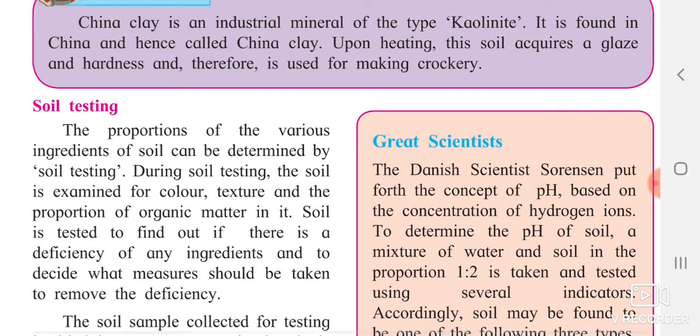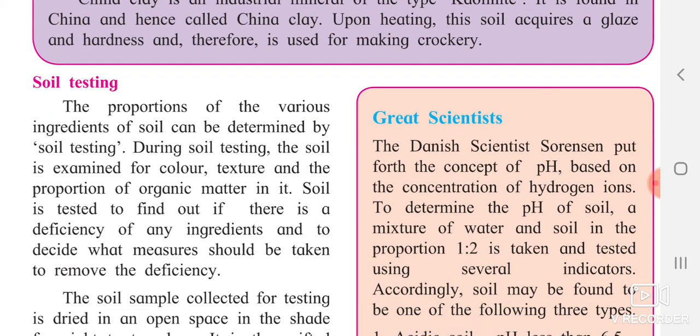Now soil testing. What is soil testing? We will see. The proportions of the various ingredients of soil can be determined by soil testing. So which kind of nutrients are present in that soil can be determined by soil testing. Ingredients means what? Whenever you are eating kurkure or any foodstuff, if you see the back cover, you can see some of the ingredients present in it. They are telling you what constituents are present in that particular foodstuff. In the same way, what nutrients and ingredients are present in a soil is determined by soil testing.